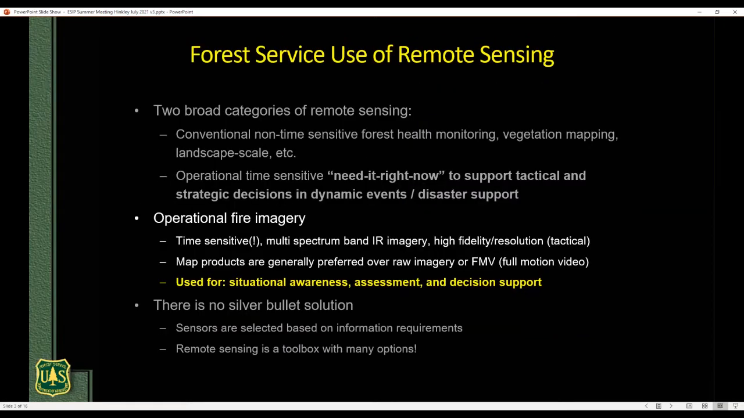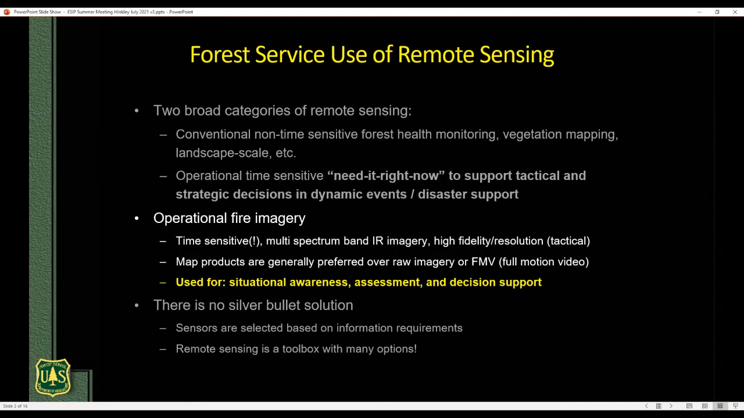I'm just going to focus on one of the categories of remote sensing. One is conventional, non-time sensitive. The other one is time sensitive. Obviously, fire imagery is time sensitive. Fires move. Sometimes they move very rapidly, so the data is perishable. So the data is time sensitive.